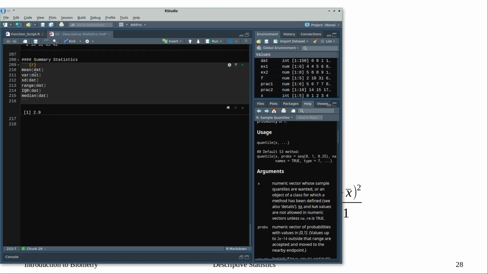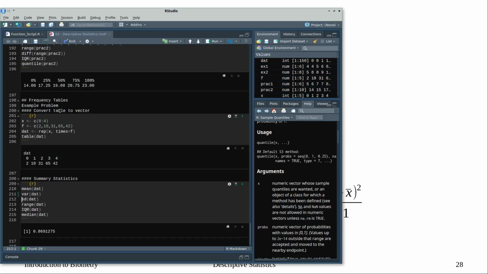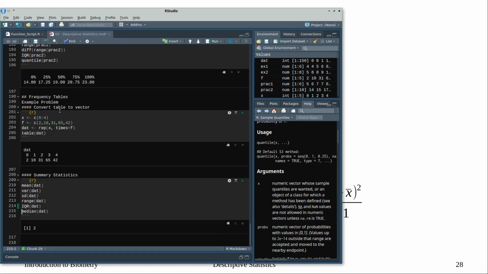So everything's going to work. So our mean is 2.9. Our variance is 0.8691275. Standard deviation is 0.93227, which all of those three values agree with what we calculated. The range is simply 0 to 4. Our x's go from 0 to 4. The interquartile range is going to be 2 according to R, and the median is 3. And again, this is the median according to R.